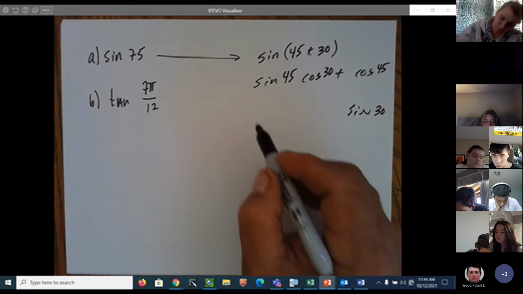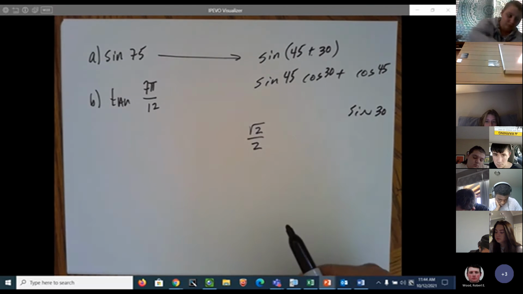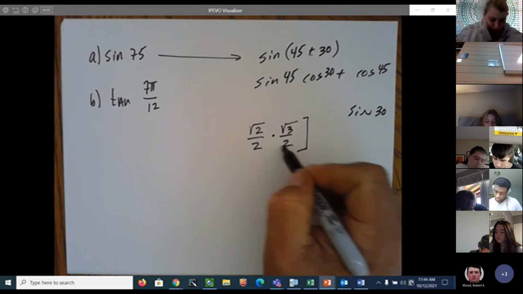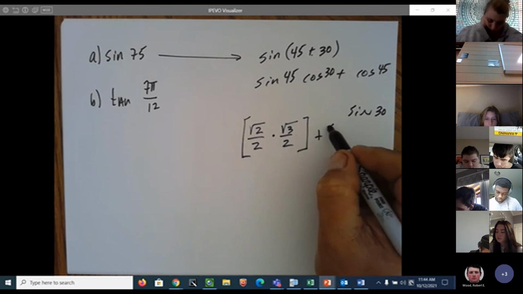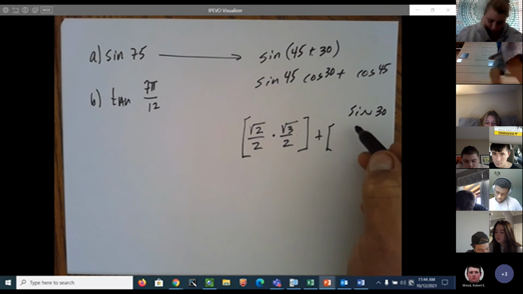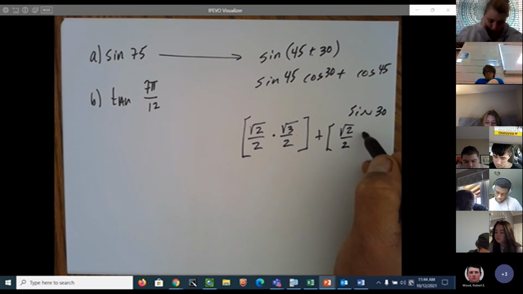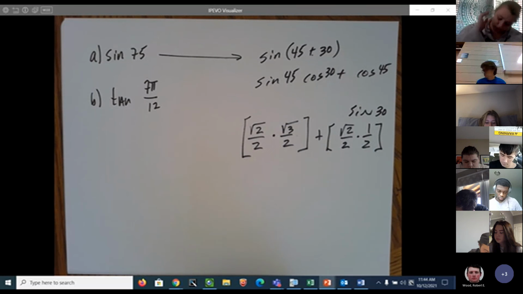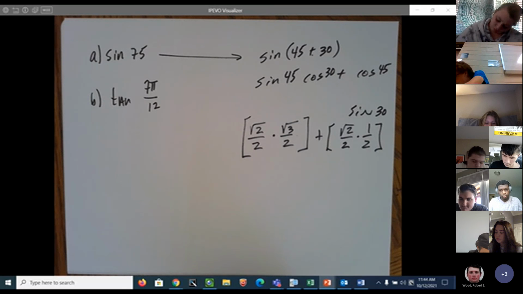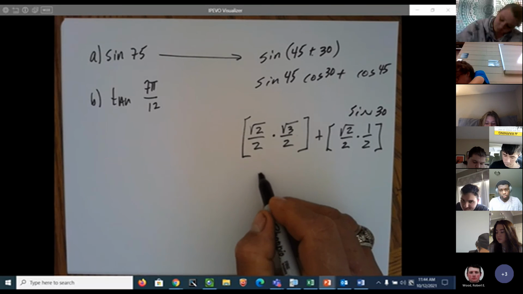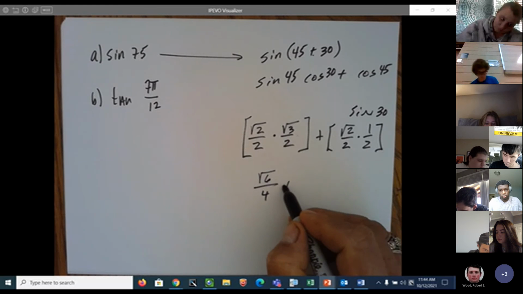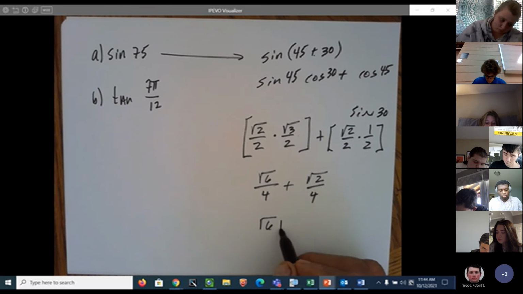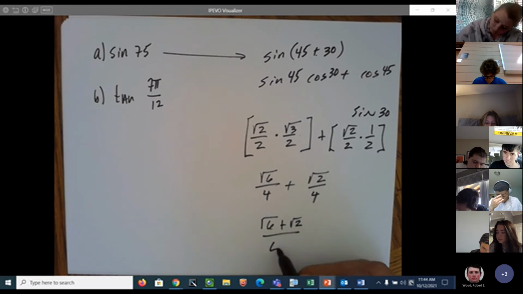And the sine of 45 is the square root of 2 over 2 times the square root of 3 over 2, plus the square root of 2 over 2 times 1/2. And that's going to give you the square root of 6 over 4 plus the square root of 2 over 4, square root of 6 plus square root of 2 over 4.